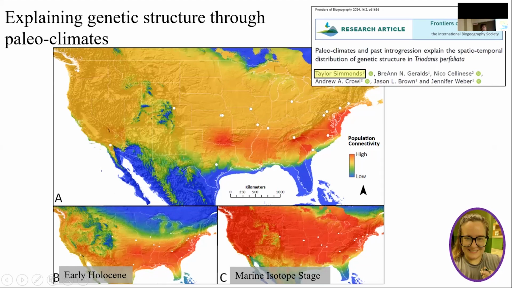So my final model here said that the early Holocene and the marine isotope stage were the most significant in explaining the patterns that we are seeing in this contemporary genetic data. And these two are on both ends of the time spectrum. So about 8,000 years ago, and then about 3 million years ago. And this really highlights the significance of refugia and climate stability as important in defining the contemporary patterns we would see of population connectivity, which again is what you would expect.